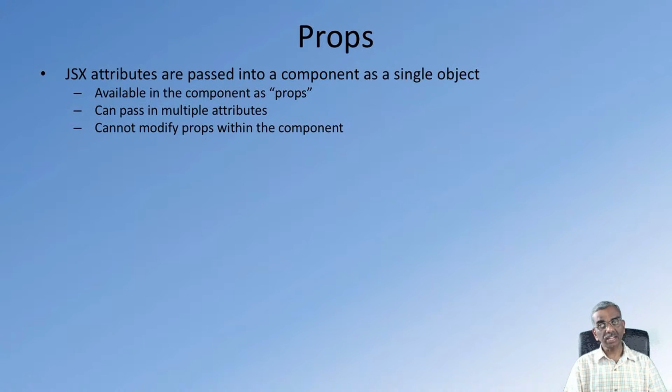When you make use of the child component in your own component, then whatever attributes that you specify to the JSX element will be passed in as props to the child component. So these attributes will be available as props within the child component. And you can easily pass in multiple attributes to the child component. Let's take a look at an example.